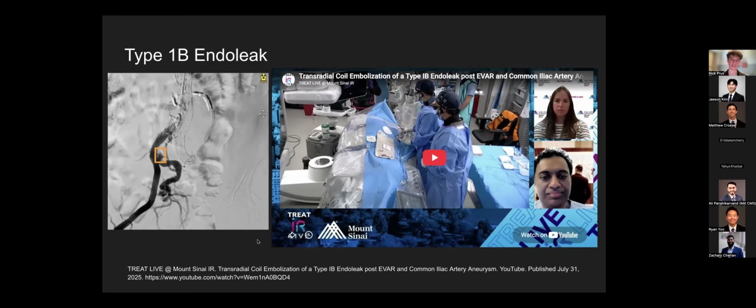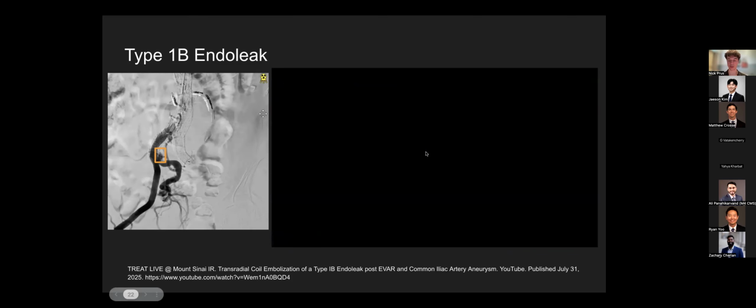This one was a type 1B endoleak. So this is if there's blood flow entering the sac distally. There's a problem, a space between the grafts and the iliac. And then I'll just play a quick clip.